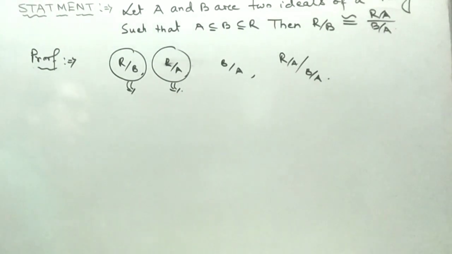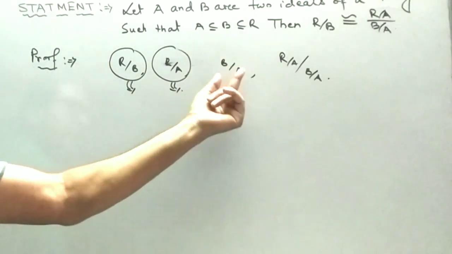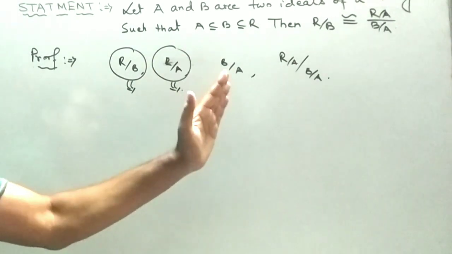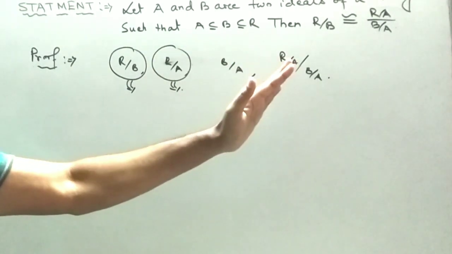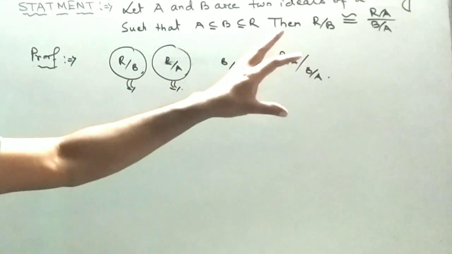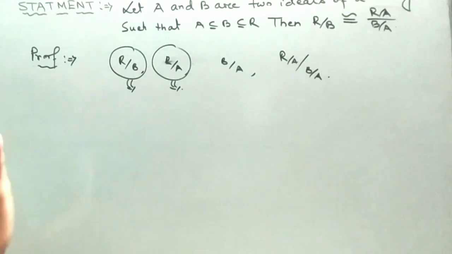Now these two, that is this and this, are also quotient rings. This can also be proved, and we prove this after some time in this proof. Okay.